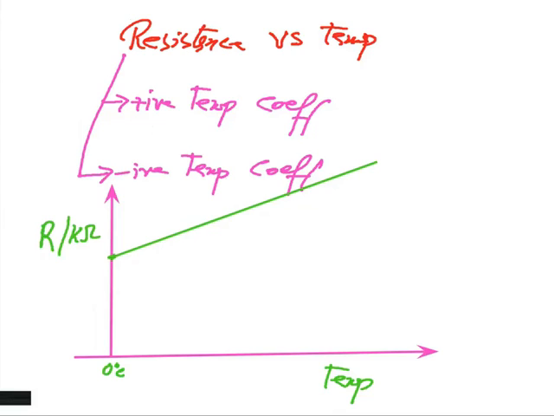If the gradient is negative, like this, then that's negative. Let's say I'm drawing for thermistor. So for thermistor, it will be like this. Actually, this curve will give us an inverse relation.